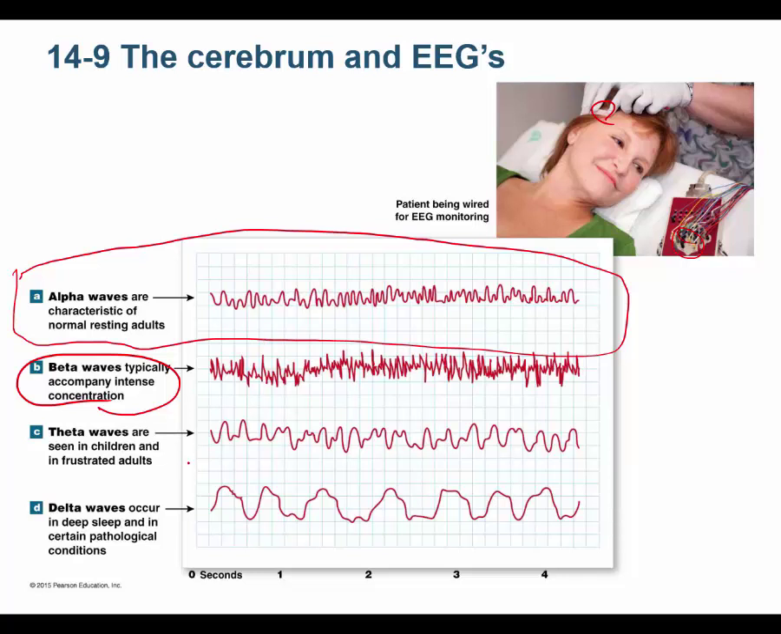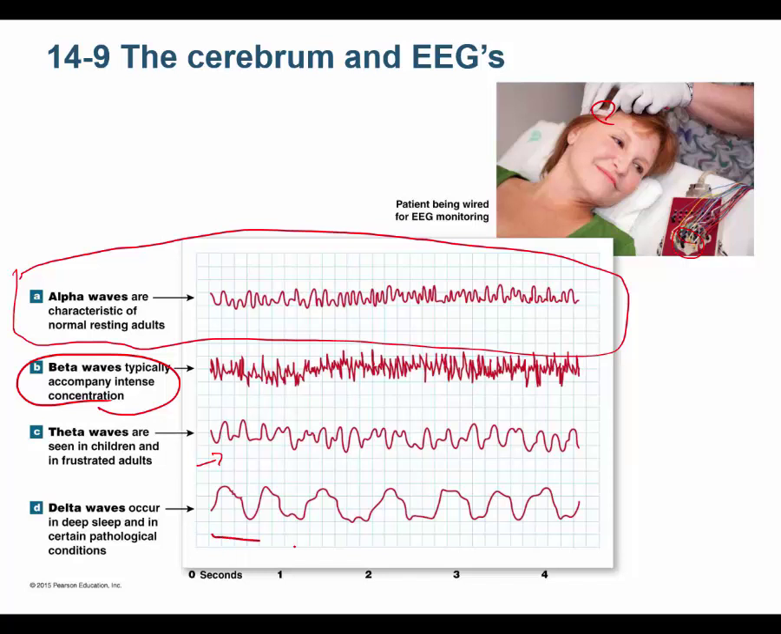Theta waves down here, these are largely abnormal in adults. Sometimes adults will get them if the adult is intensely frustrated, they might get some theta waves. But these are largely abnormal in adults, but they're quite common in children. So you should only see theta waves in kids, or if you see them in adults, it's usually due to an intense frustration. And then delta waves are seen in sleep.